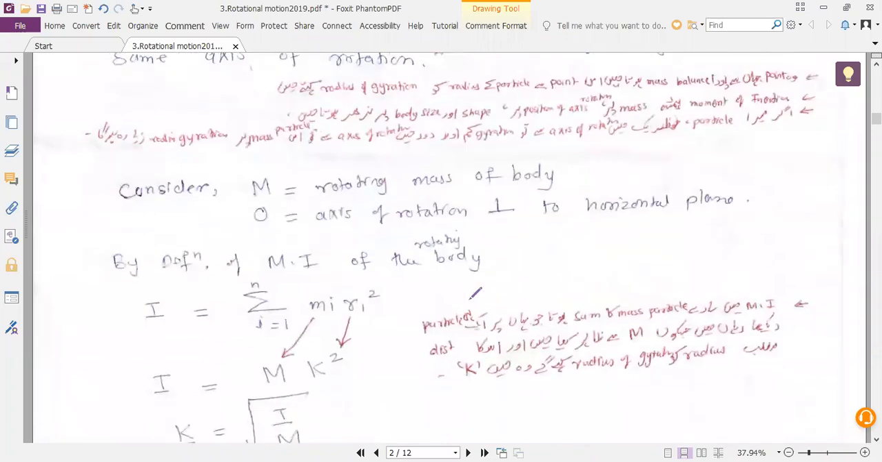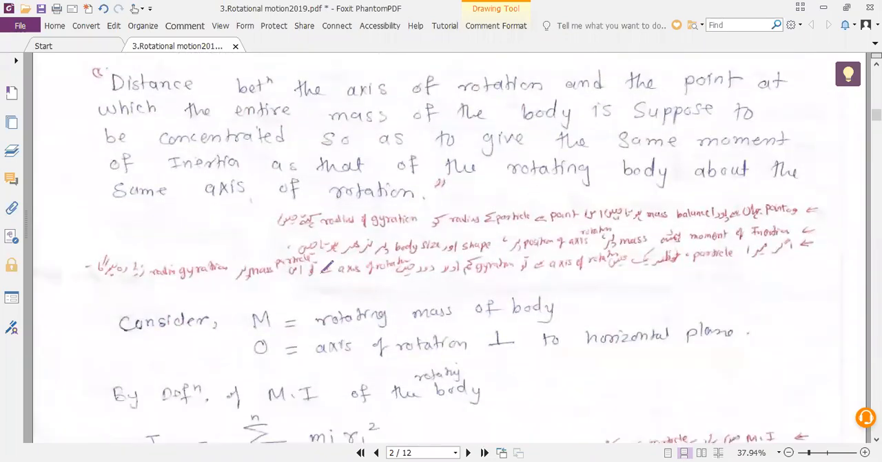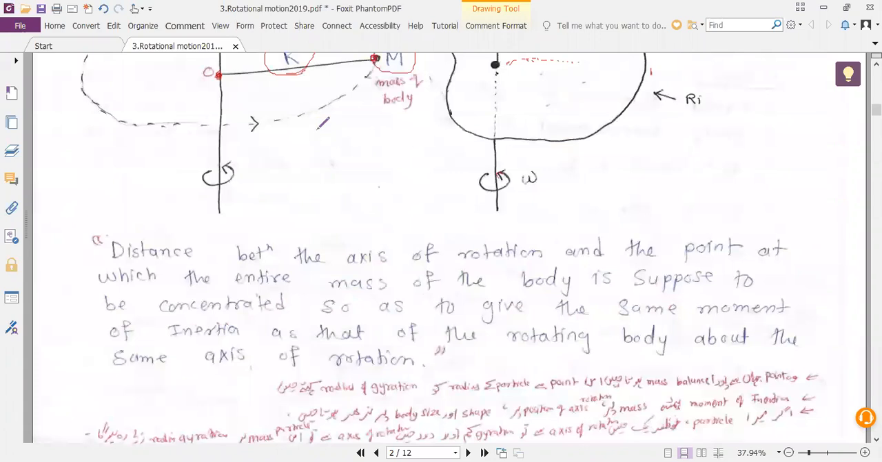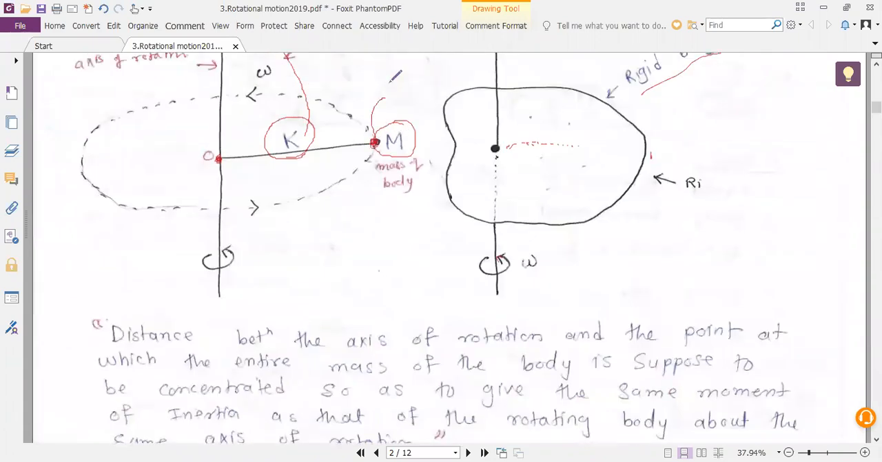We see an example. I make one example. Now here in this derivation, I am representing this point mass by capital M, and the radius by capital K.